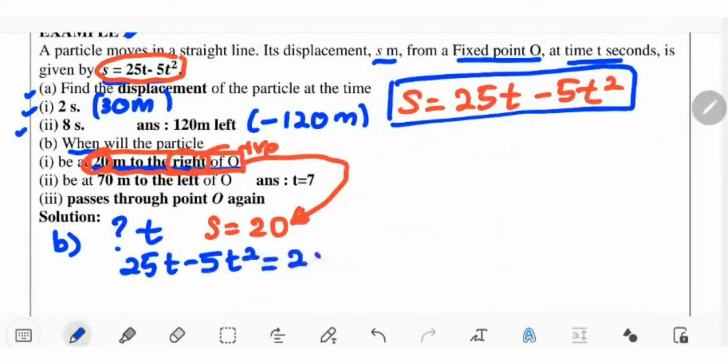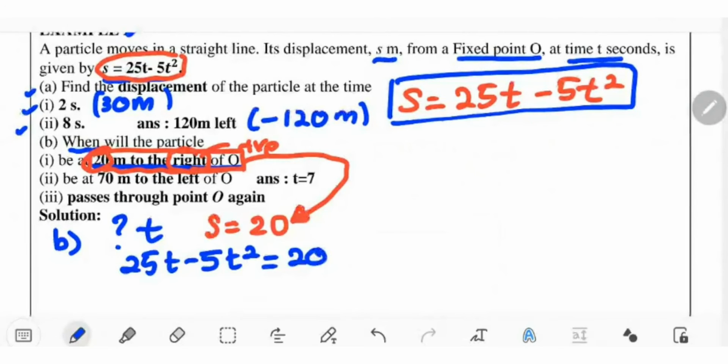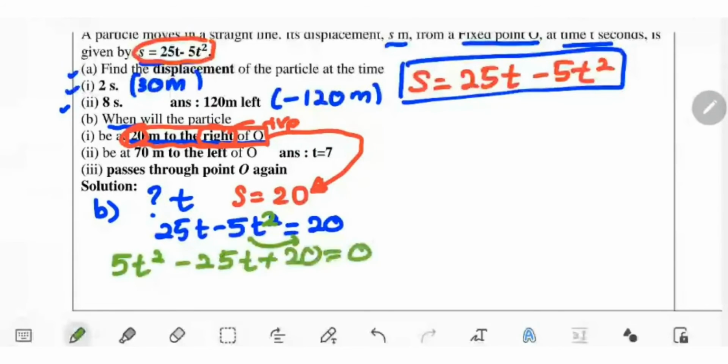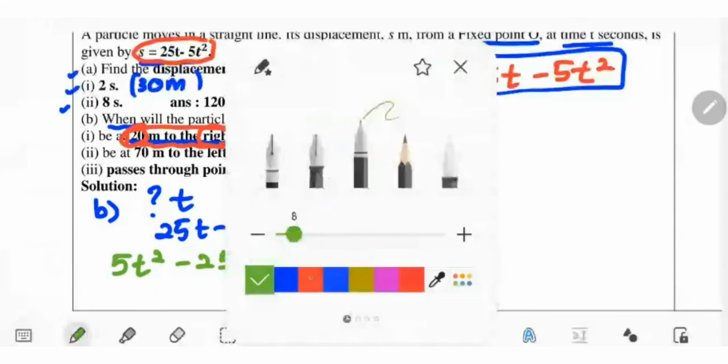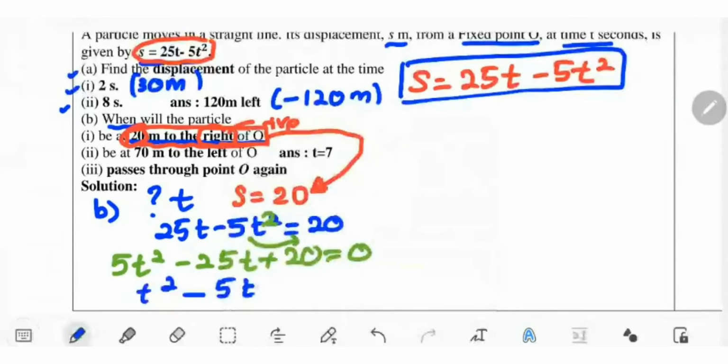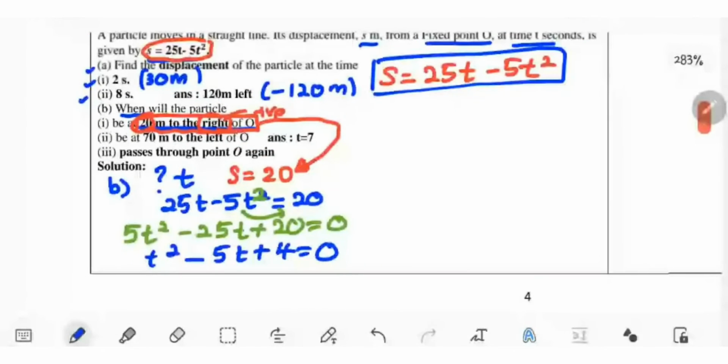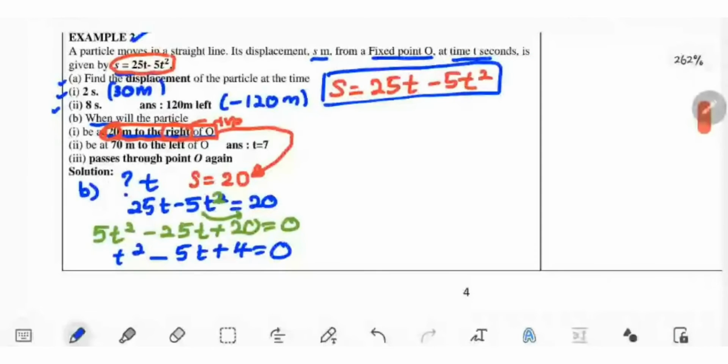Make it equals 20. And then as I said, keyword dia, I dah bagi tahu dah. Kalau you jumpa square, maknanya you kena factorize. Arrange dalam general form, I bawa pergi sana semua. Put in your calculator. Factorize untuk saya. X minus 1 bracket, X minus 4 bracket, teacher.